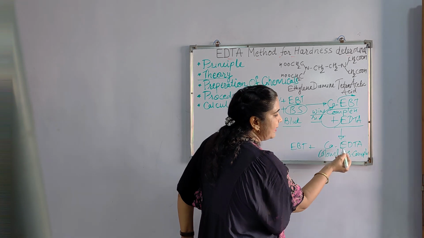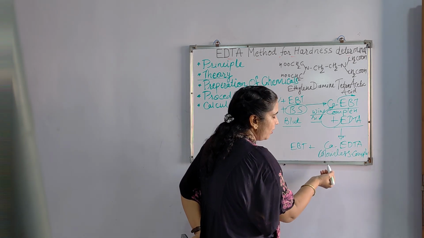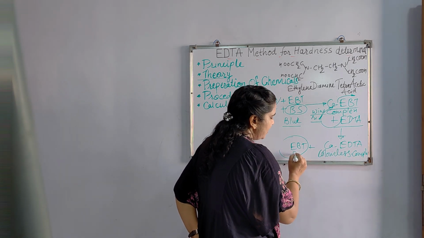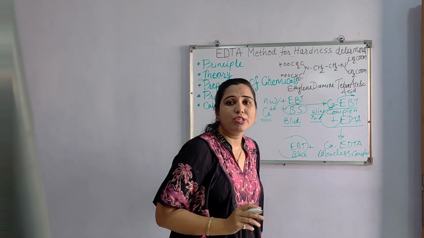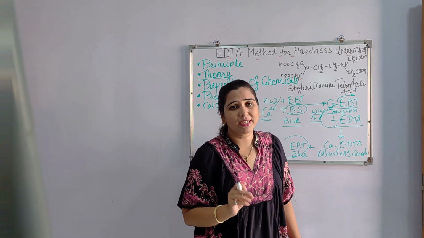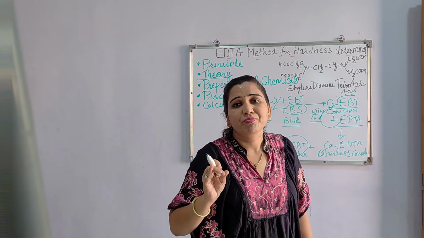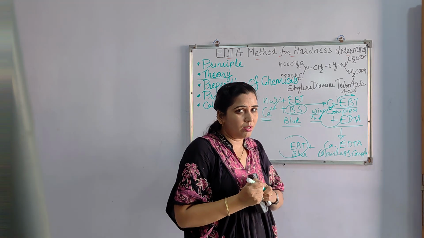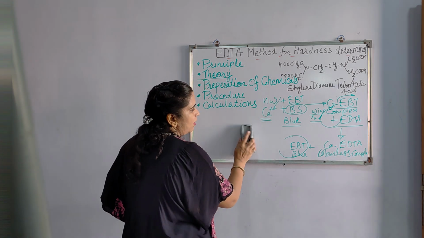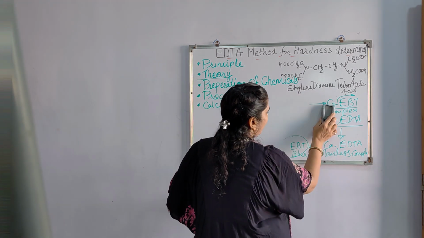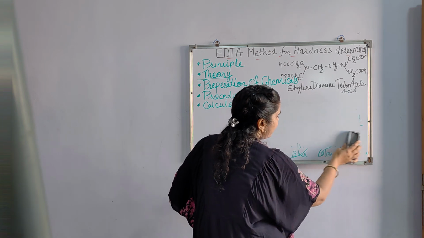And now as soon as EDTA is added, EDTA takes its position and displaces the EBT. As EBT is blue in color, our solution will become blue. In this way we will get a color change from wine red to blue. Okay, you might have understood this, guys. Now we will move forward. So this is all about the theory. You have to mention all these things in the theory.